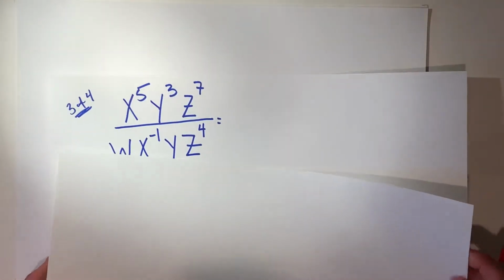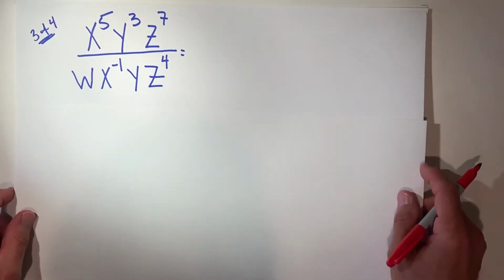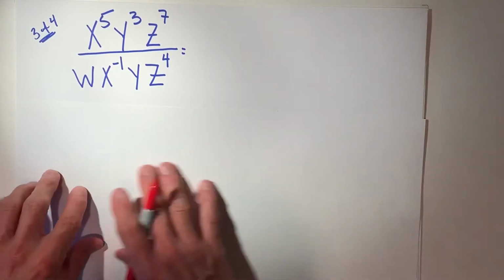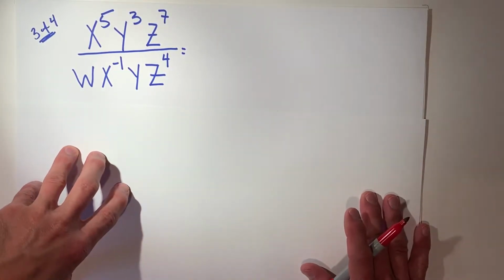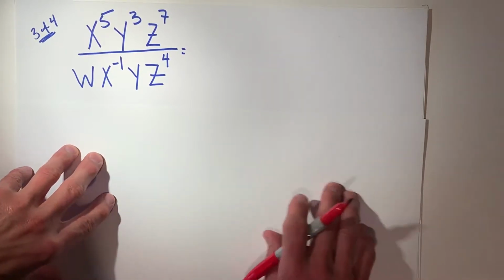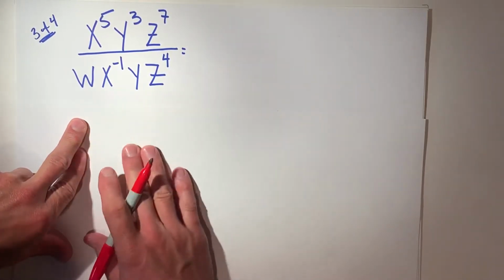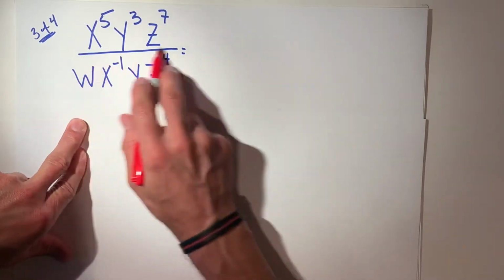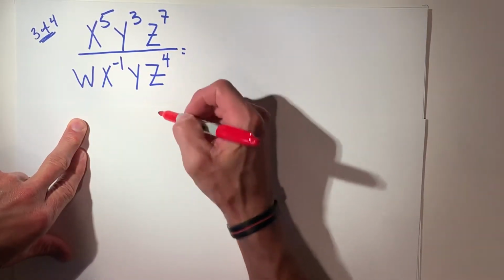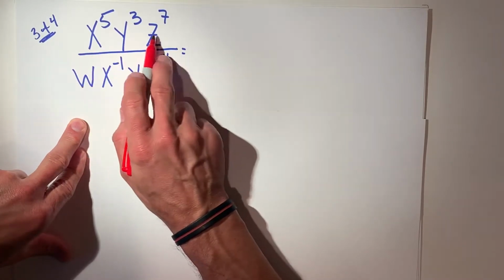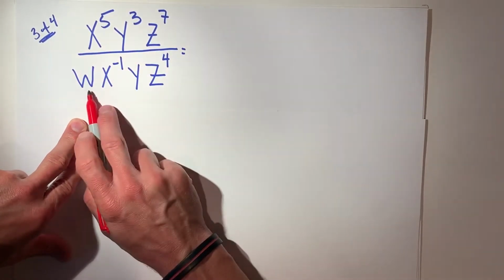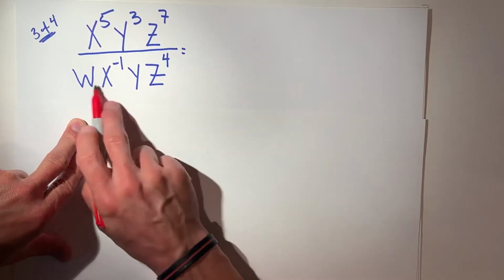Example number 4 looks like this. Now there's a lot going on in example number 4. I even use some of the same variable bases. X's, Y's, Z's, and even some W's. So let's decipher what we're looking at. First, I see a fraction bar, so I have the top and the bottom separated. When I look at the top, I see bases of X, Y, and Z, but nothing in common. On the bottom, I see W, X, Y, and Z, but nothing in common.